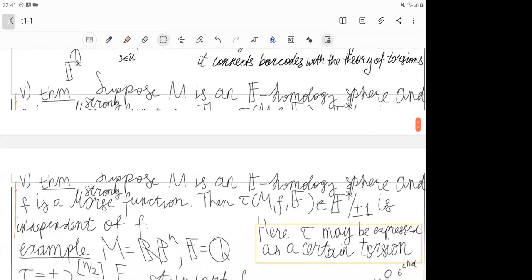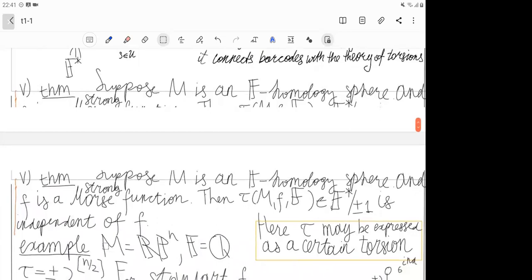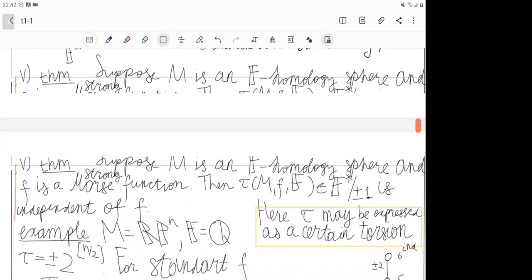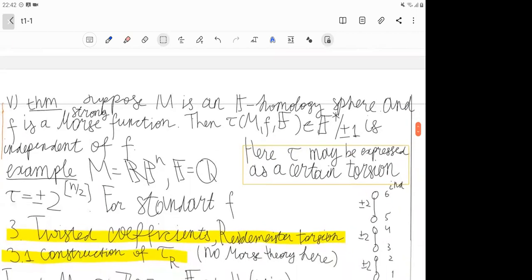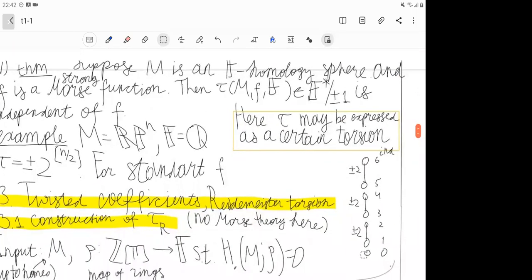Right. So the first example is M equals RP^n, and F being equal to Q, the rational numbers, so RP^n is a Q homology sphere. In this case, tau equals plus or minus 2 to the integral part of n over 2. And on RP^n we also have the standard Morse function, which gives the standard cell decomposition. In this case, the barcode looks as follows on the right-hand side. Actually, this is the barcode for RP^6.